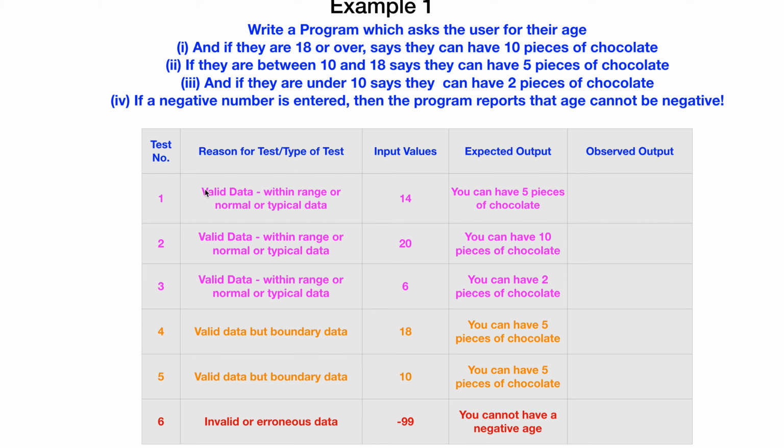So you can see different types of tests being conducted. There are two types of tests with valid data. One type of test with valid data is when the data is within the range, or normal or typical data, as you would expect. Another type of test with valid data is with boundary data, data which is at the boundary. And test number 6 is invalid or erroneous data.